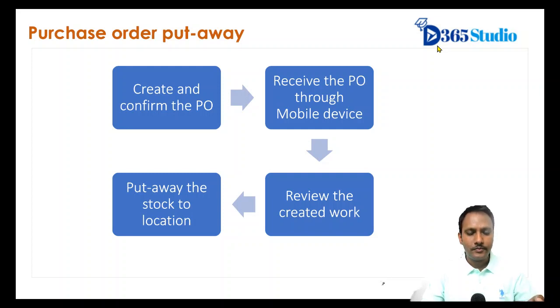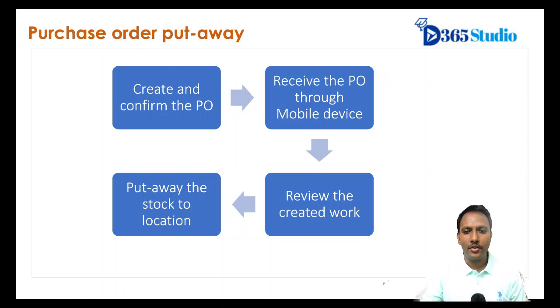So as part of the purchase order put away process, this is what we are going to do now in the system. We are going to create and confirm a purchase order, just like how you generally do a purchase order confirmation. And then you receive the purchase order through the mobile device. This is my intention. I want to get you the mobile device hands-on at the earliest, so that you'll be able to easily look at things and understand things.